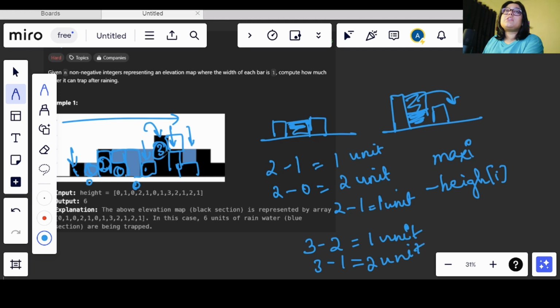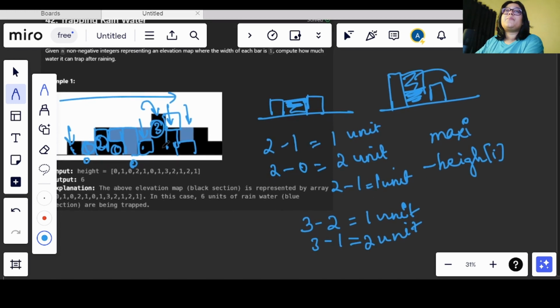Why? Because till now the maximum value is 3 only, okay? So according to this, we will be storing 2 units of water, right? Since we are moving from left to right, there is a chance that maybe we will have a wall of 3, a wall of 3 elevation here. So till now we have 2 units of water according to the maximum as 3.